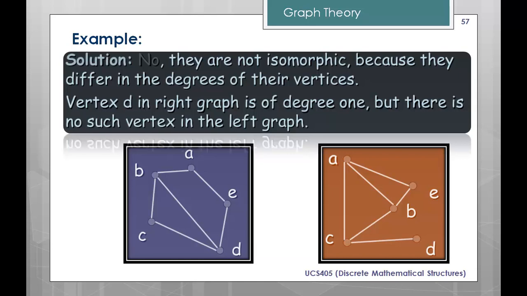See the next example. These two graphs are not isomorphic because they differ in the degree of their vertices. You can check it. Vertex D in the right graph is of degree 1, but there is no such vertex of degree 1 in the left-hand side graph. So that's all about isomorphic graphs.